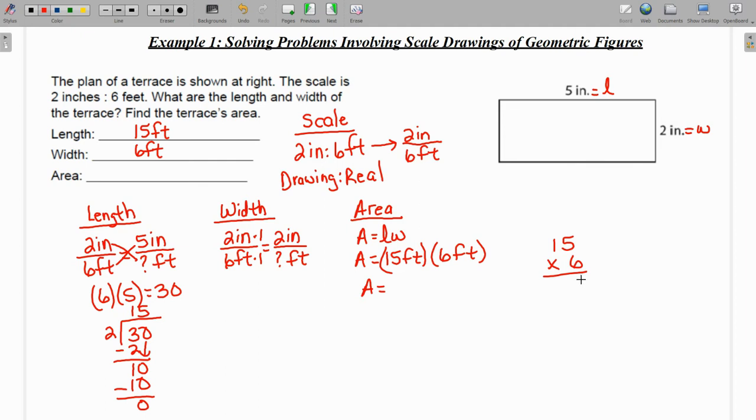6 times 5 gives me 30, so I'll put down a 0 and carry the 3. 6 times 1 gives me 6, plus 3 more gives me 9. So I wind up with 90 when I take 15 times 6. And whenever I take feet times feet, that gives me feet to the second, or what we call feet squared. So the area of this rectangular terrace in real life is 90 square feet.